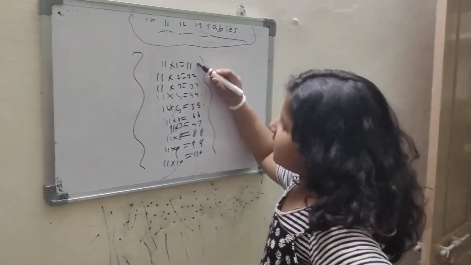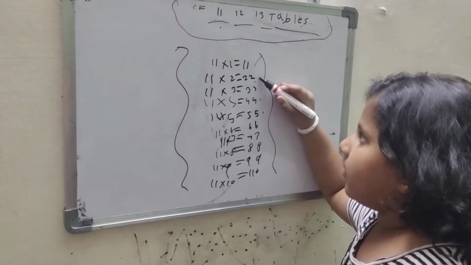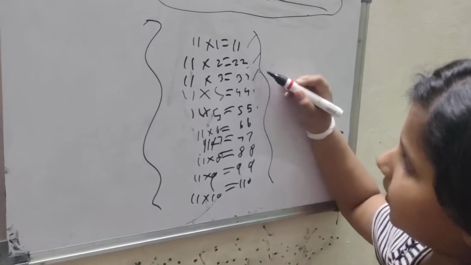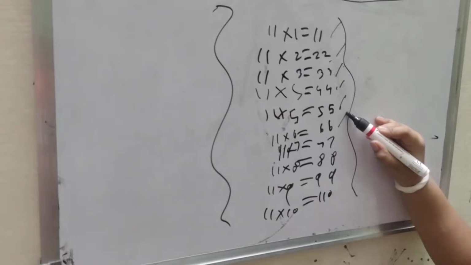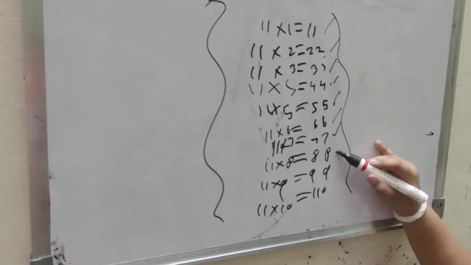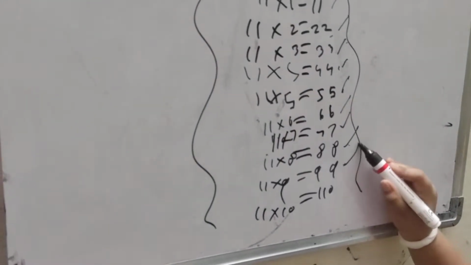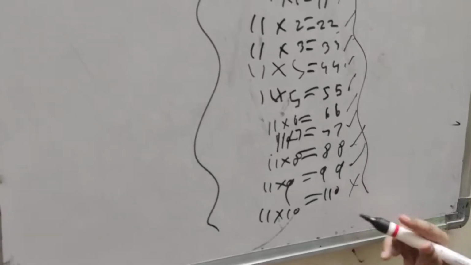This is 11 2s are 22, 11 3s are 33, 11 4s are 44, 11 5s are 55, 11 6s are 66, 11 7s are 77, 11 8s are 88, 11 9s are 99, 11 10s are 110.